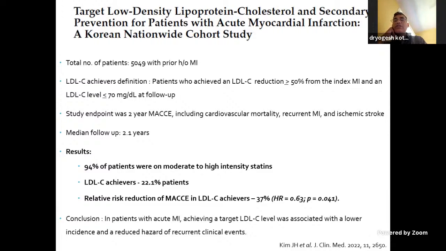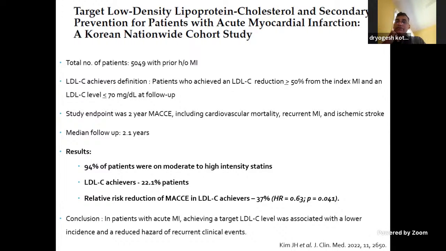looking at treating patients to the target LDL, as secondary prevention for patients with acute AMI. The total number of patients was 5,000 patients with a prior history of myocardial infarction. The LDL cholesterol achievers definition was a reduction of more than 50% from baseline at the time of the index MI, and a reduction to less than 70 milligram per deciliter. So one of the two was the main endpoint that they were looking at. The study endpoint was 2-year major adverse cardiac and coronary events, including cardiovascular mortality, recurrent MI, and ischemic stroke. The follow-up period was 2.1 years.